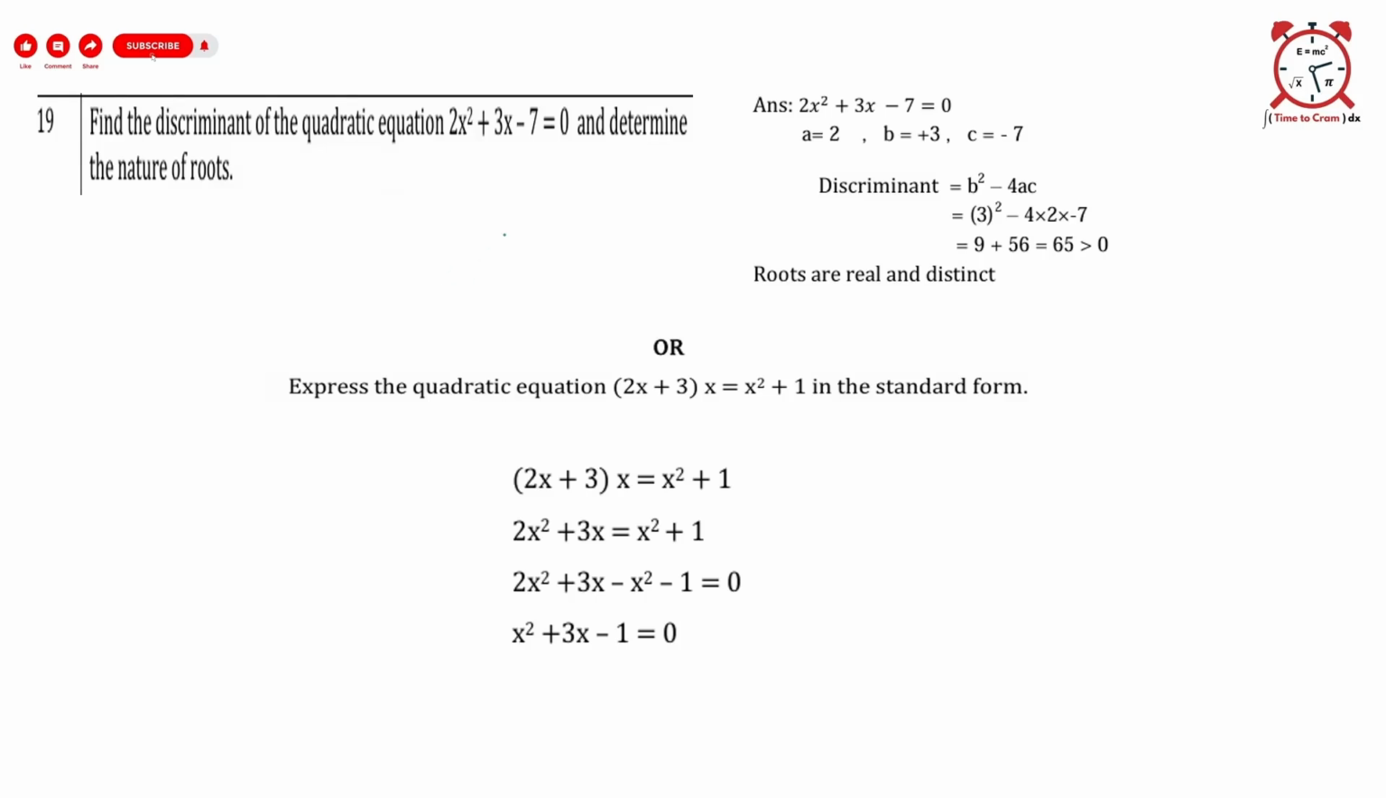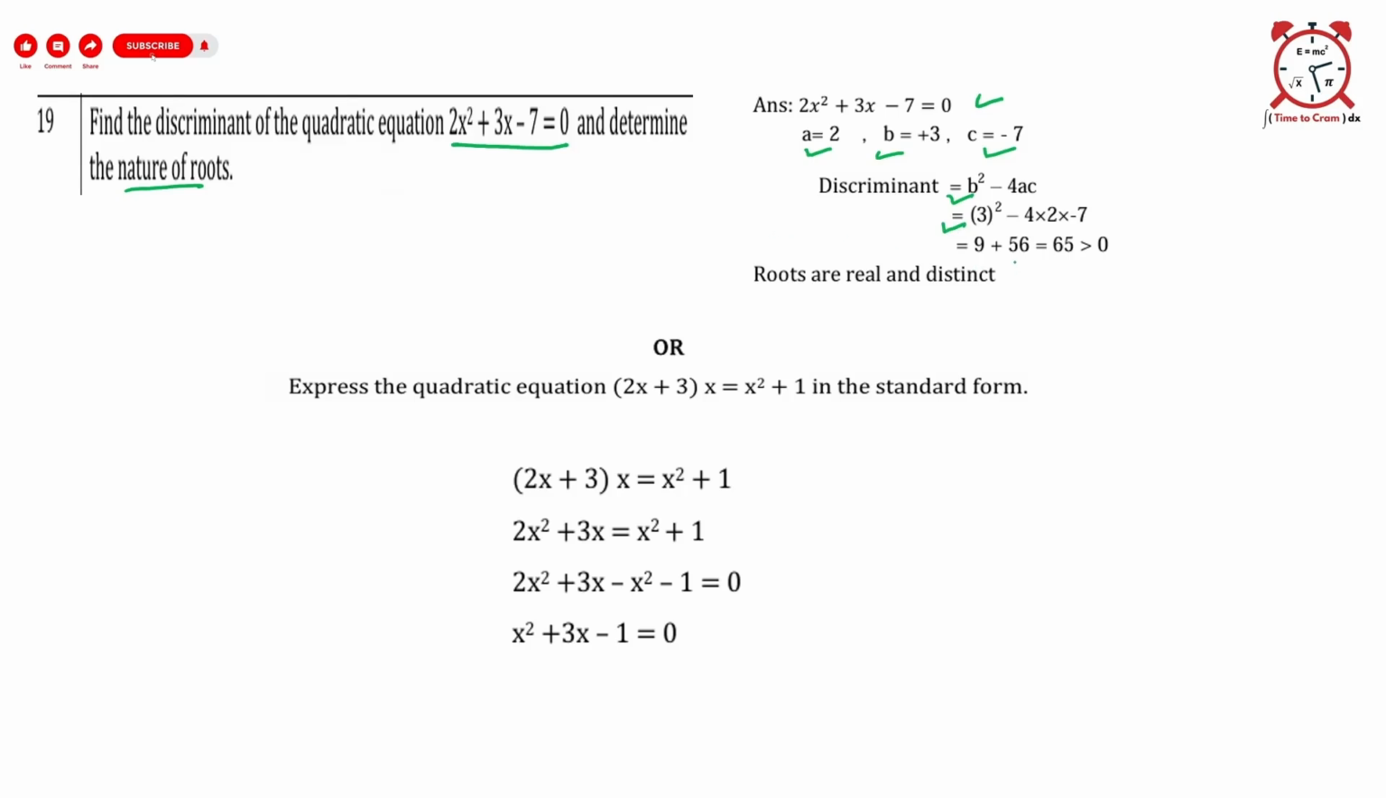Next, question number 19. Find the discriminant of the quadratic equation and determine the nature of the roots. Here we do not have to find the roots, we only have to decide the nature of the roots. So this is our given equation. We will find the values of a, b and c from the equation. Then we will write the discriminant formula here. This is the discriminant formula. We will put in all the values very carefully.